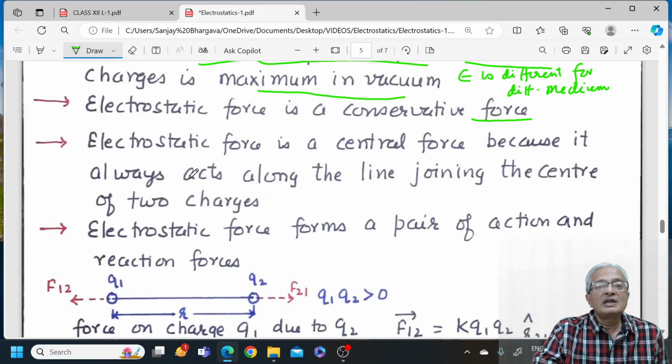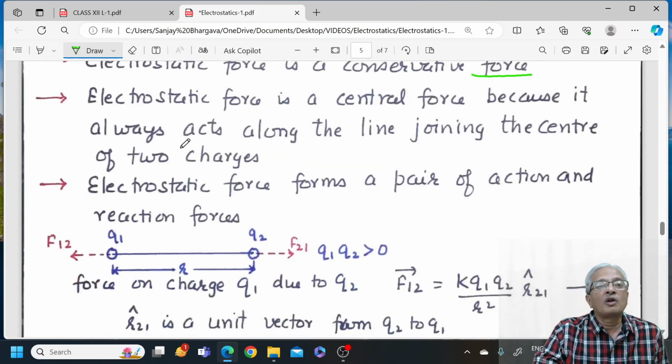Electrostatic force is a central force because it always acts along a line joining the centers of the two charges. Let us just see the example here, Q1, Q2. Q1 can exert a force on Q2 and that would be to the right. Similarly, Q2 can exert a force on Q1 and that would be to the left. But both the forces are along the line joining the centers of the two charges, and that is why we call electrostatic force a central force.